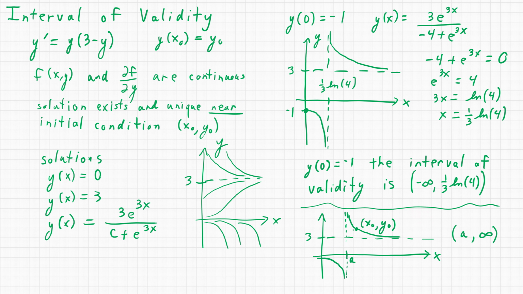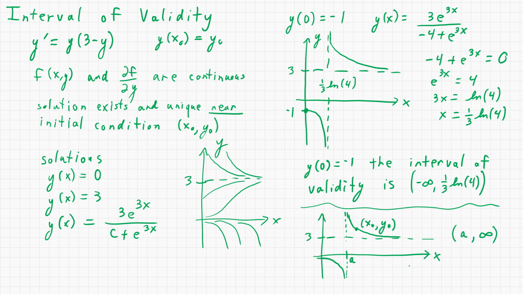But you're not guaranteed that it's going to exist if you keep going backwards in x, or if you keep going forwards in x, or if you keep going up or down in y. So it's very limited. You just know there is a solution, and it exists at least for a little while around that point. Exists and is unique.